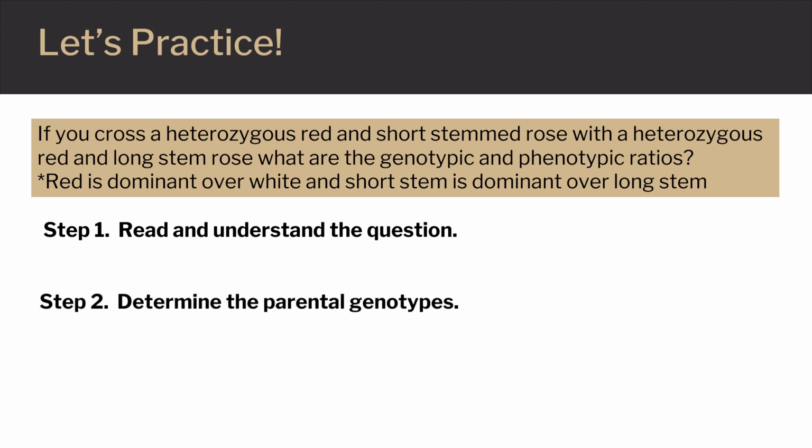The first parent is heterozygous for red, meaning it has a big R and a little r since red is dominant. This parent is also heterozygous for short stem, so it must have a big S and a little s since short is dominant. So the final genotype is big R, little r, big S, little s. The second parent is heterozygous for red, so the genotype is big R, little r, and it has a long stem, which means it must be little s, little s, since we know that the short stem is dominant. So the genotype for the second parent is big R, little r, little s, little s.